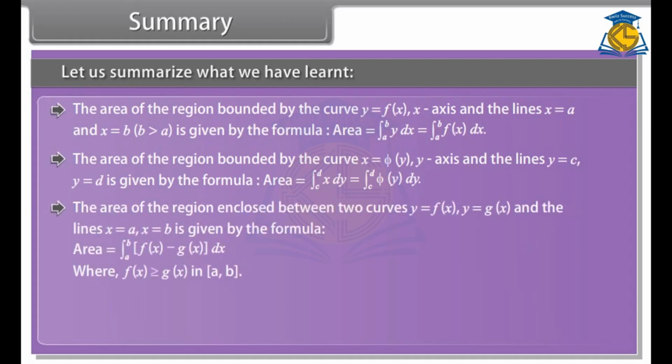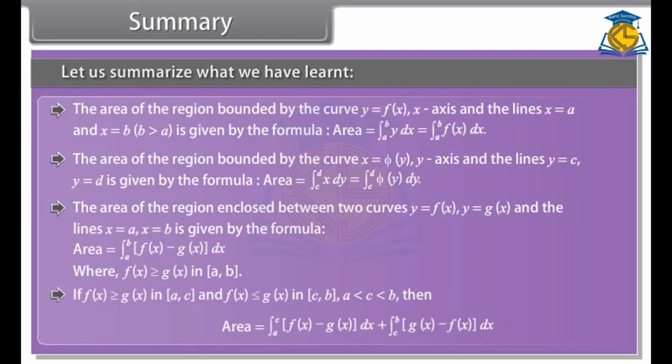The area of the region enclosed between two curves y equals f of x, y equals g of x, and the lines x equals a and x equals b is given by the formula below. If f of x is greater than or equal to g of x in (a, c), and f of x is less than or equal to g of x in (c, b), where a is less than c, which is less than b, then the area can be formulated as follows.